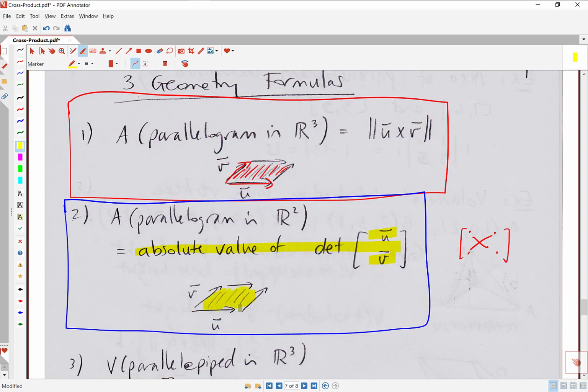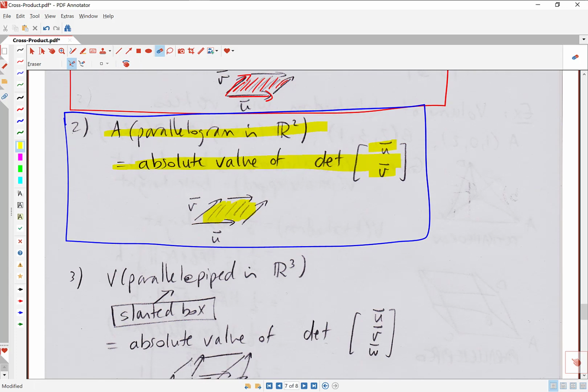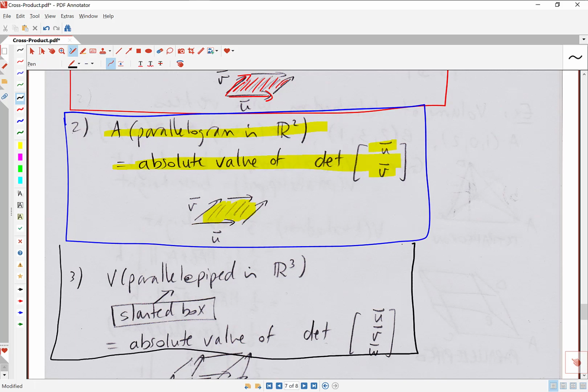So this is why it was important to see the second method for calculating the cross product, because it was important for us to understand that the cross product is somehow related to determinants. Okay, and then the third geometry formula that we're going to practice is the volume of a parallelepiped in R3. Parallelepiped is really just a fancy way of saying a slanted box.